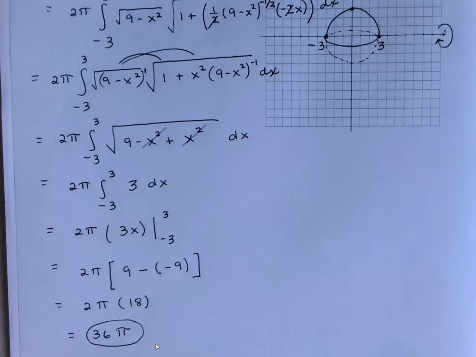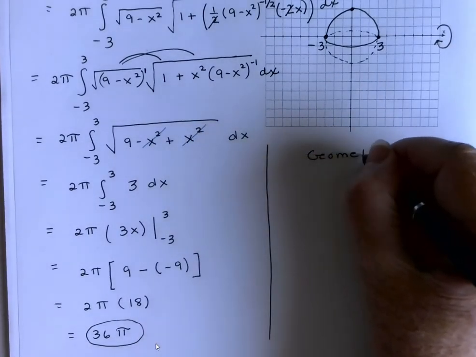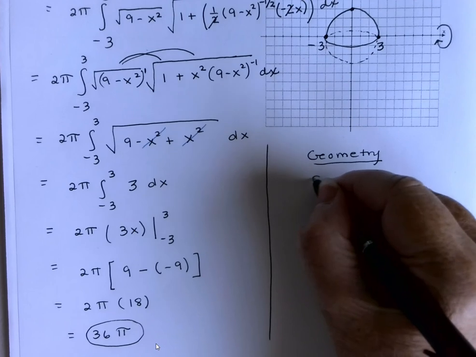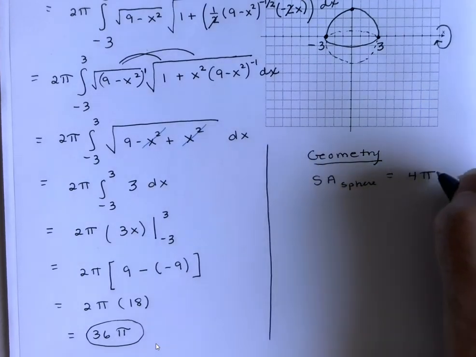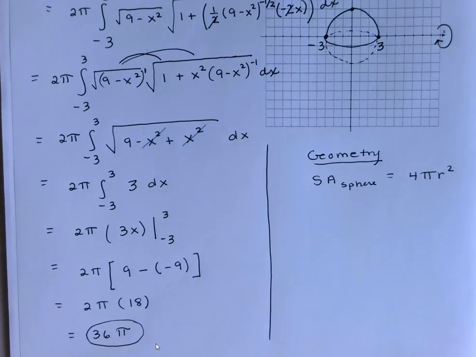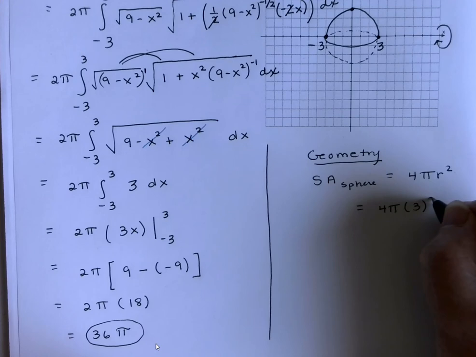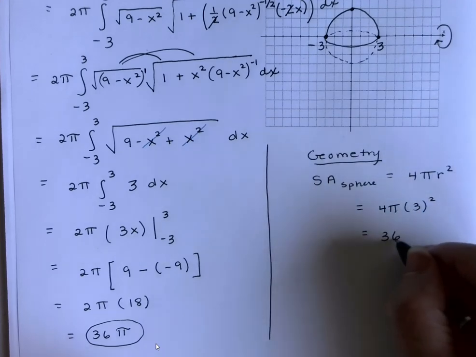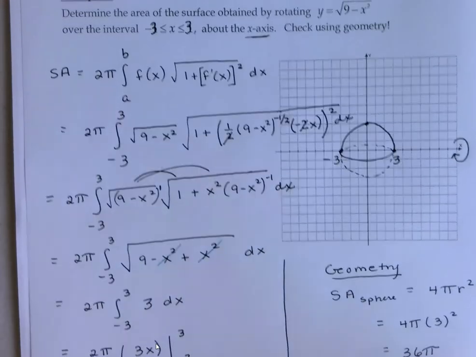All right, let's check this using geometry. The formula for the surface area of a sphere from geometry is 4 pi r squared. Since we happen to have a radius of 3 here, if I just plug that in, 9 times 4 does indeed give me 36 pi. So it looks like our answer definitely checks. Much easier to do using geometry, of course, but just kind of a nice way of verifying our surface integral or surface area formula. All right, one last example here for this section.